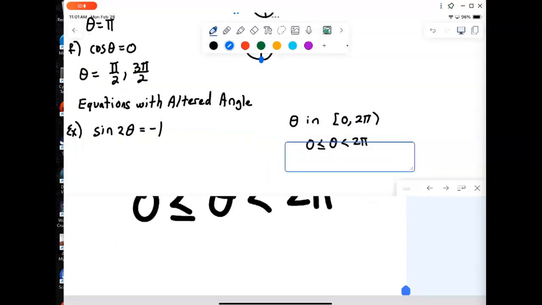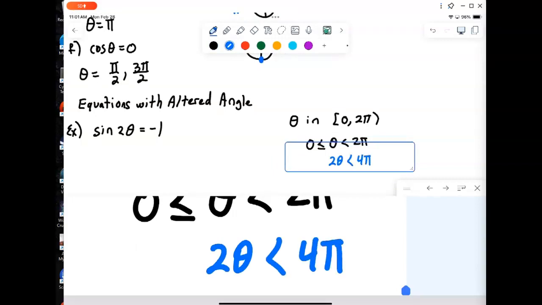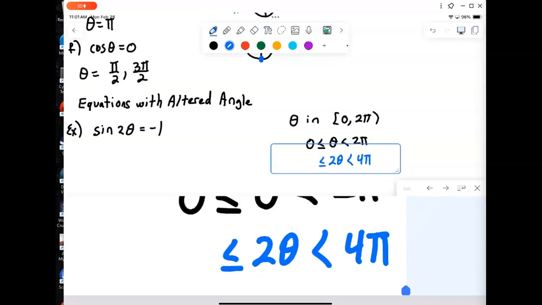So theta has to be between 0 and 2 pi. If you change that to a 2 theta, you'd have to multiply those constraints by 2. And so we're initially going to be looking for answers between 0 and 4 pi. Because of the double angle, we're doubling the range of values we're looking at, all the way up to 4 pi, 2 turns around the circle. So that's the first observation we have to make.